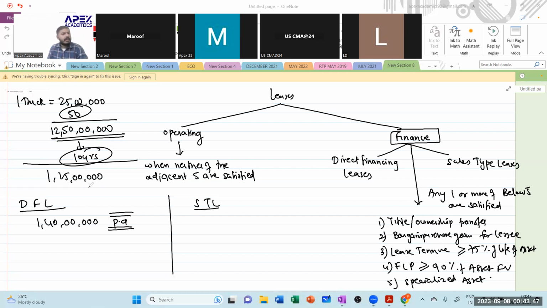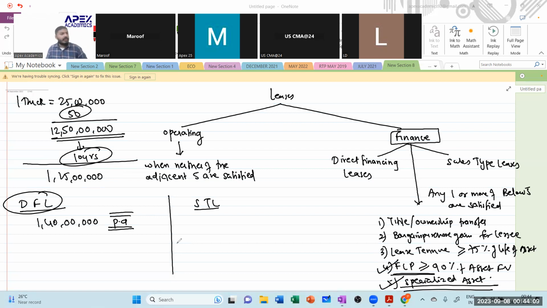I said, okay. In doing this, Maruf satisfies this and this for me. It's a specialized asset for me and the FLP is 90%. How we will deal with it later? It's a type of a finance lease. Sale type lease.